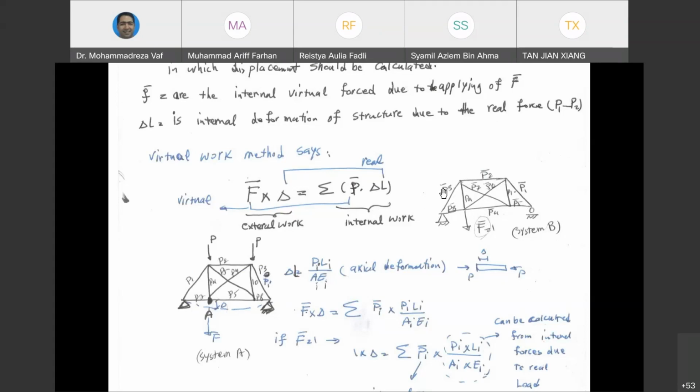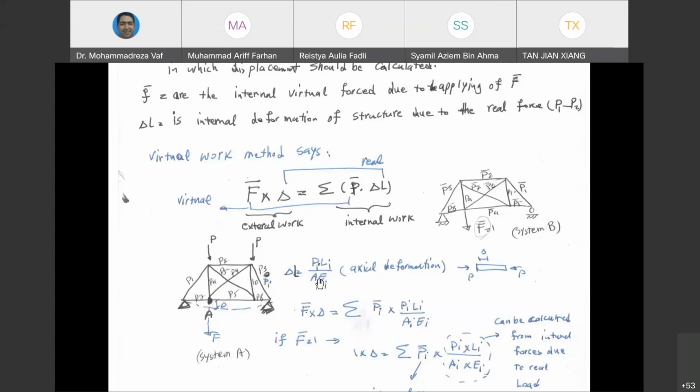If you multiply this F bar to the deflection inside these elements due to these external forces and sum it up, you can get how much this delta is. But from strength of materials, you know that inside the truss, if you know how much the force is, its deflection can be easily calculated from this equation.